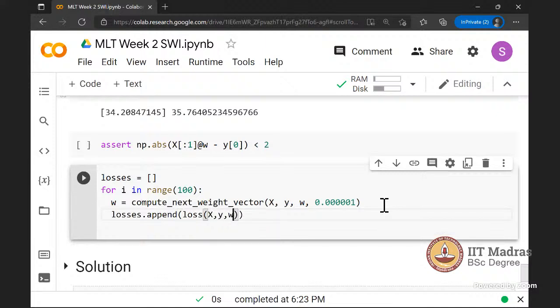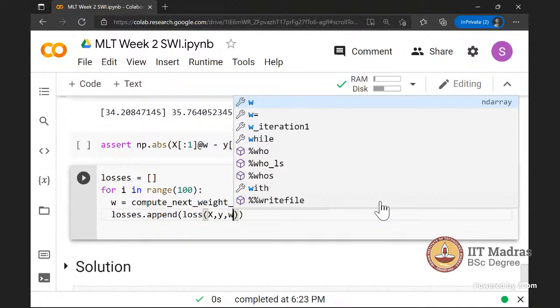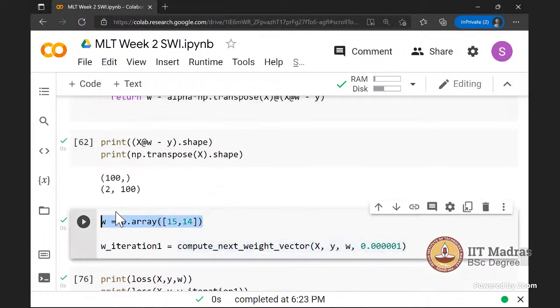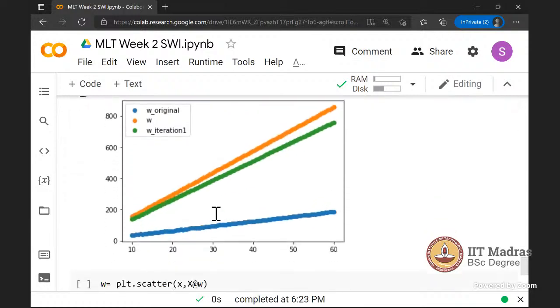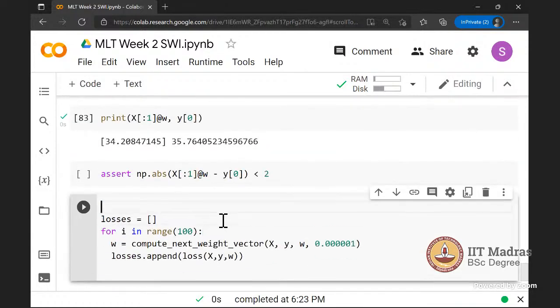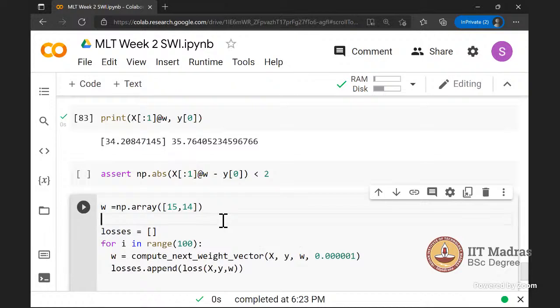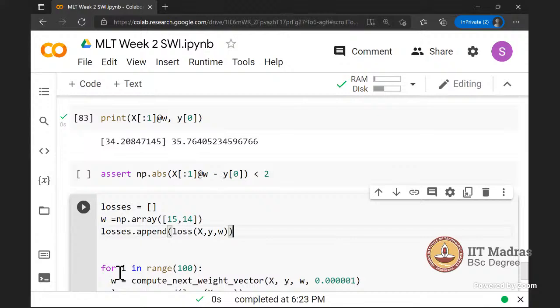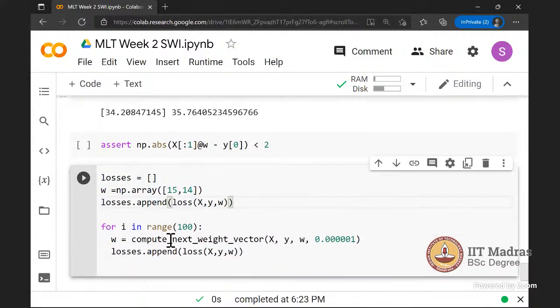But sir, you need to initialize the W and then calculate the loss. Yes, you're right. I executed this cell, but okay, good idea. We should keep this in this cell itself. Your losses dot append should go up actually, inside that for loop, before you write W equal to compute next. Before that line, write that losses dot append, where you calculate the loss.